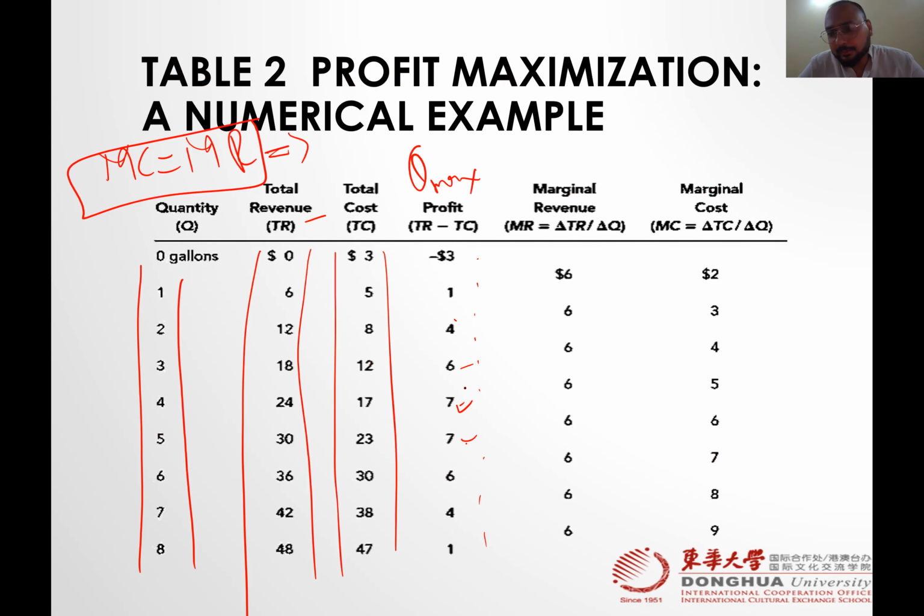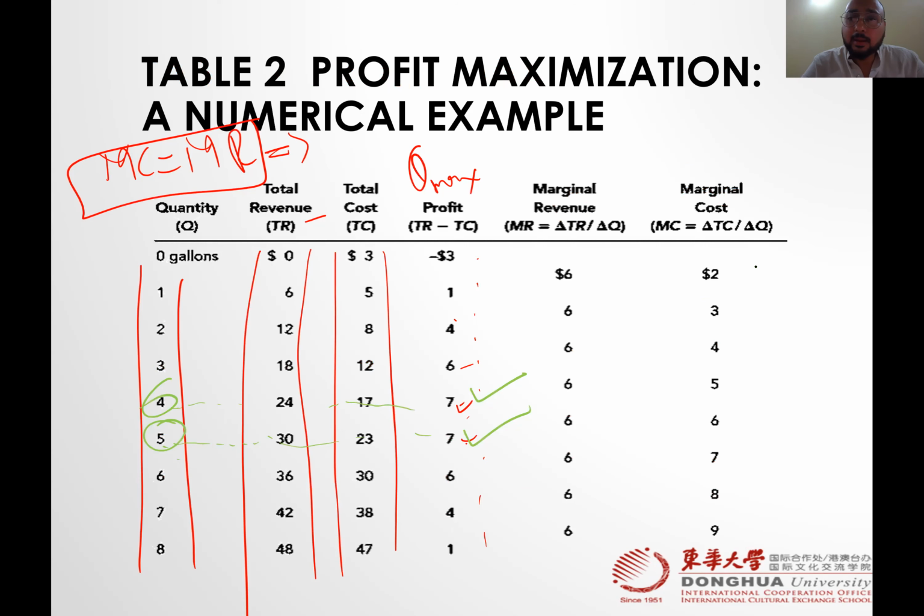Now we see here that we have a maximum profit of either 7 or 8. If you see the corresponding values of how much we need to produce, either we need to produce 4 gallons in order to earn this $7 profit, or we need to produce 5, and we earn $7 profit. So where do we need to produce?